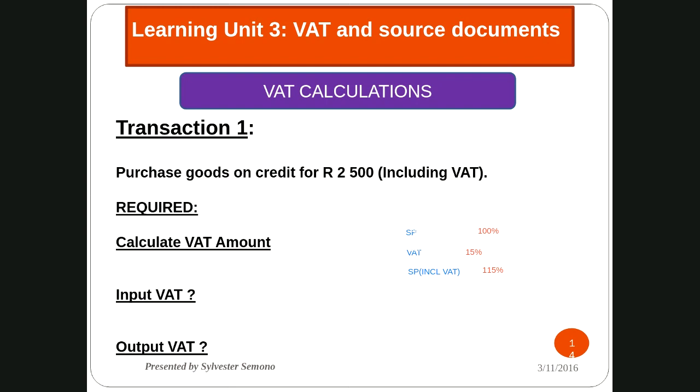I'm going to challenge you a bit, guys, because this question that I put here has the elements of the accounting equation. It's got the elements of VAT, but for now I want us to focus on the VAT. Let's say you bought goods on credit for 2,500 including VAT. Please think about it and write it on the chat. How will I calculate the VAT that has been included already? I'm waiting for you.